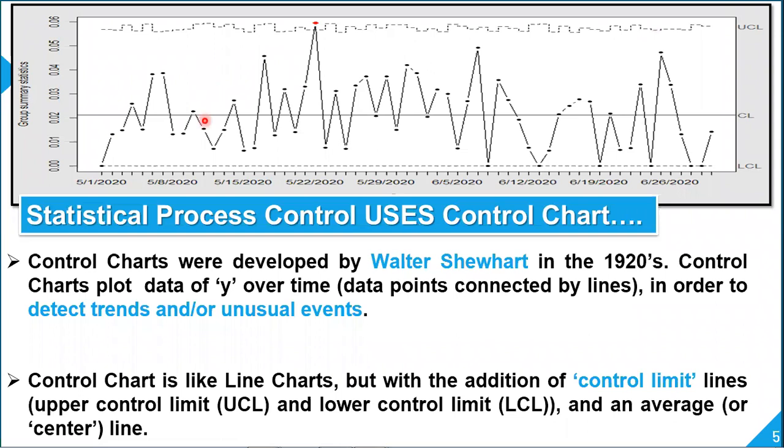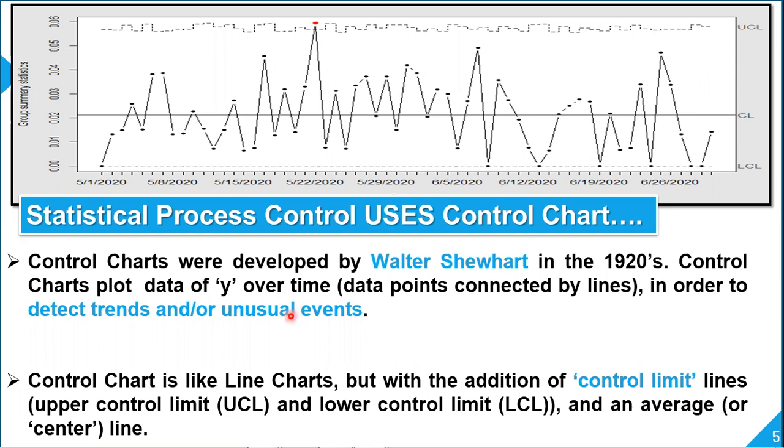We exercise statistical process control with the help of a control chart. So a control chart is a tool of statistical process control. It's kind of a graph, right? You can see this is how the control chart will look. Control charts were developed by Walter Shewhart in the 1920s, almost a century back. Control charts plot data of Y over a period of time in order to detect trends and/or unusual events. So that's what we use control charts for.